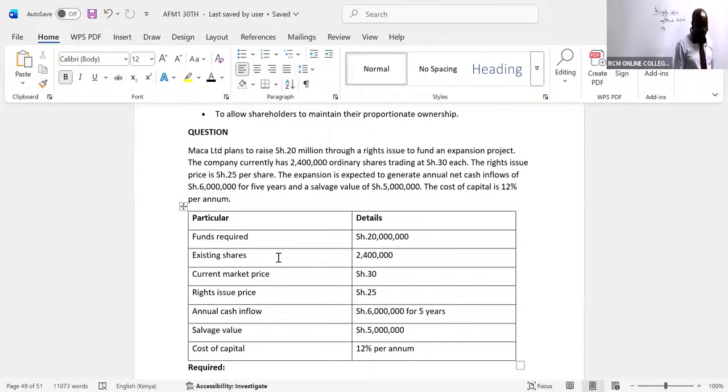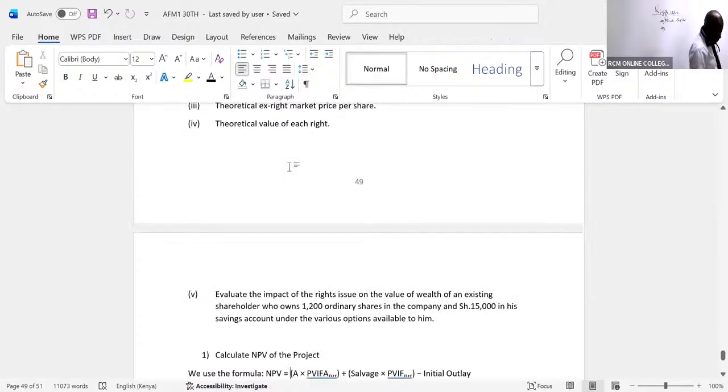Marker Limited plans to raise 20 million through a rights issue to fund an expansion project. It is not in the past paper. It's in the handout that I've sent, and if you don't have it, then I'll be able to summarize the figures. The handout that I've just sent, go to page number 49.